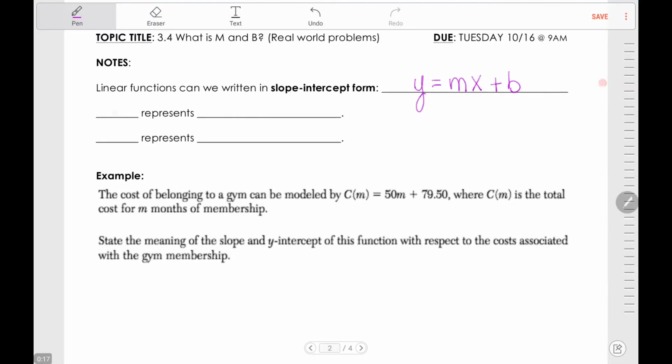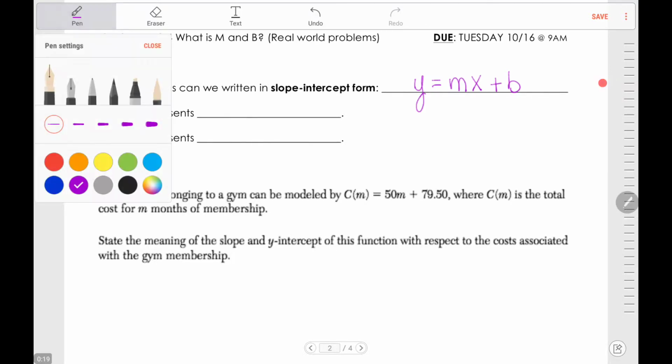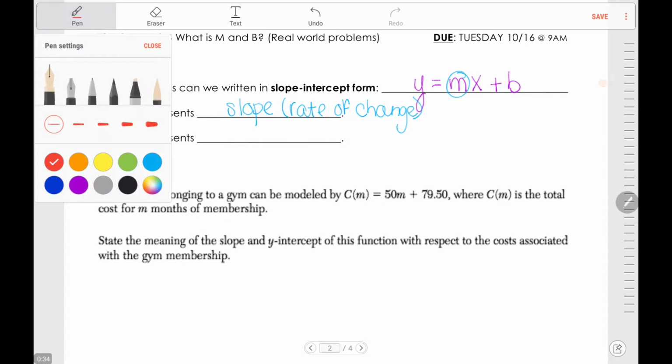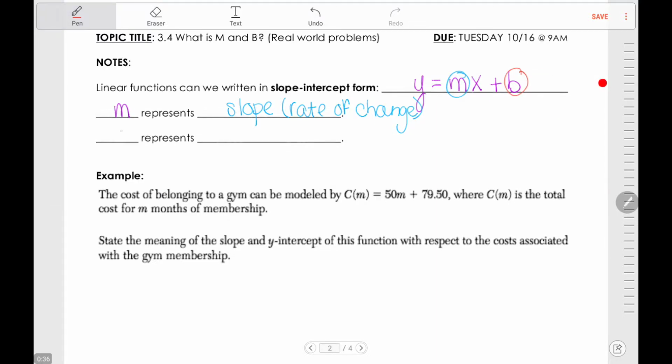Okay, and m will be replaced with a number, but we should know that the m represents the slope or the rate of change. And b is also going to end up being replaced by a number, but now it is the y-intercept. When we're doing these next few examples, we want to think about how the slope and y-intercept relate in real life and what the meaning of them is in regards to the problem.